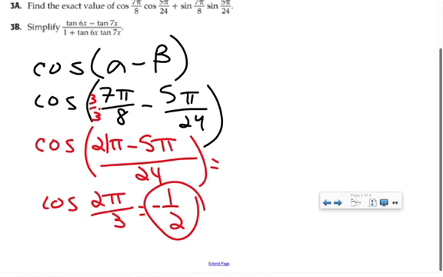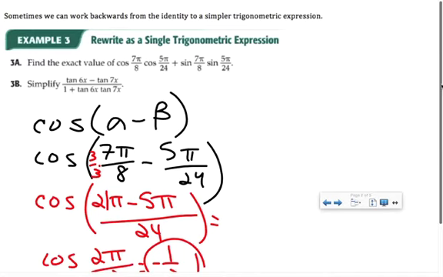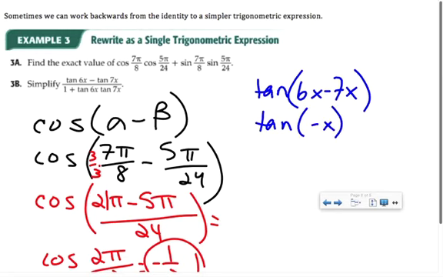In part B, I look at that expression and I notice it looks really similar to a tangent identity. Which one? Remember that the numerator of the tangent sum and difference is always the same as the operation going on in the parentheses. So I can rewrite that as tangent of 6x minus 7x. Well, that means I want the tangent of negative x.